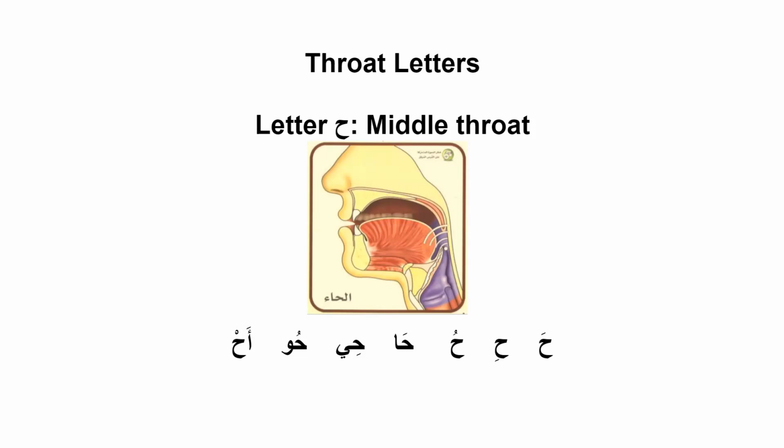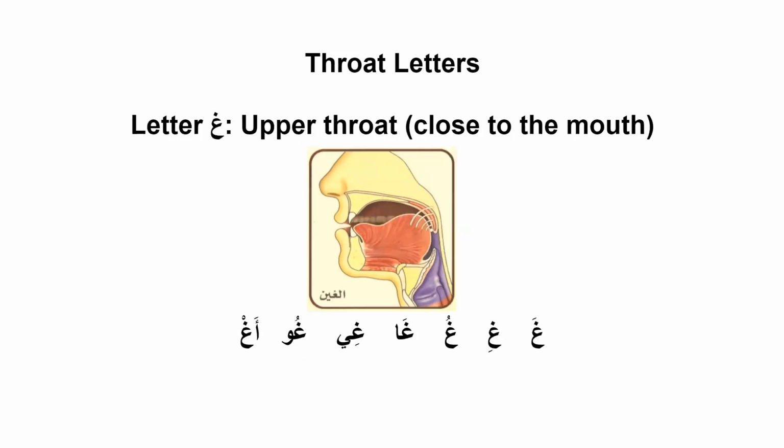So for example, also in the word rahim, ha, this is from the middle of the throat. And if I say rahim, this is incorrect. Why? Because that ha is from the lower throat. So you hear that difference, rahim and rahim. You hear that difference, that one is from the lower throat and one is from the middle throat.